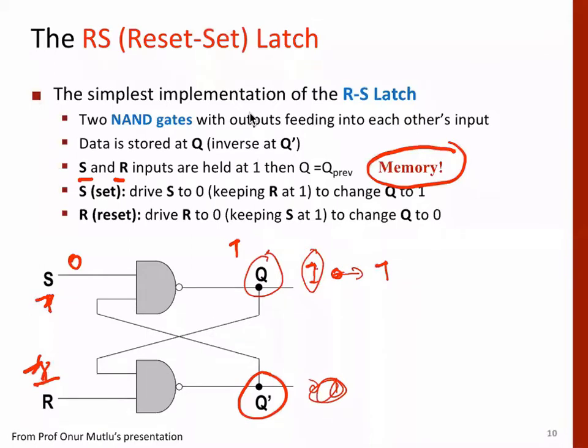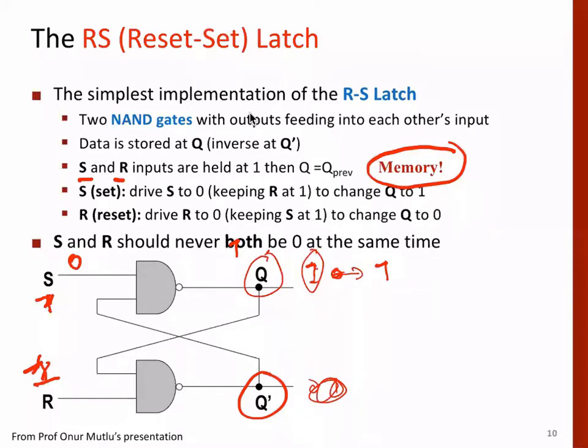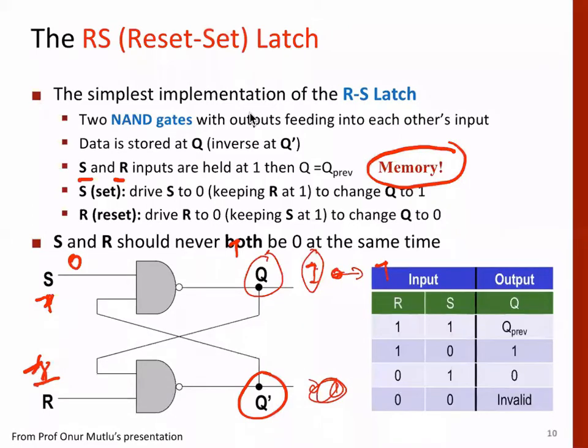All right. So this way, you can change the value of the register, and at the same time you can retain the value by giving proper inputs. However, if both are 0, then there is a problem, right? So it's an invalid state. If R and S both are 0, then it gives an invalid state.